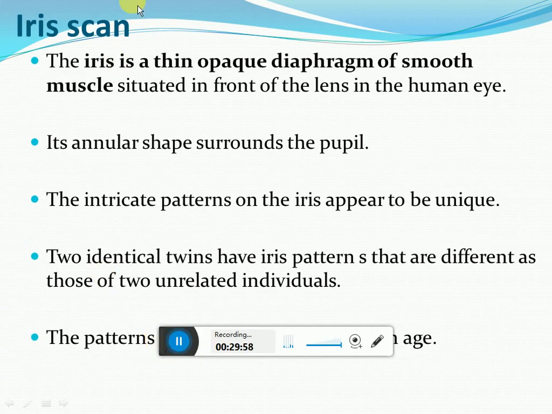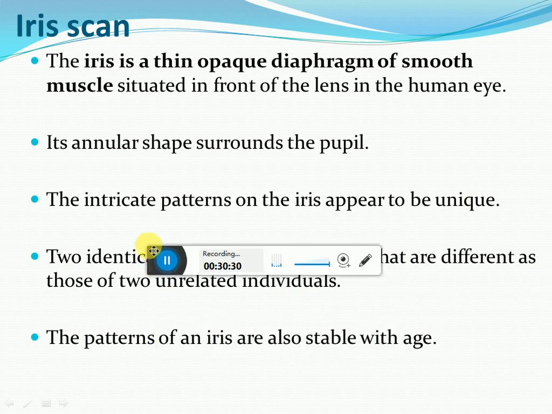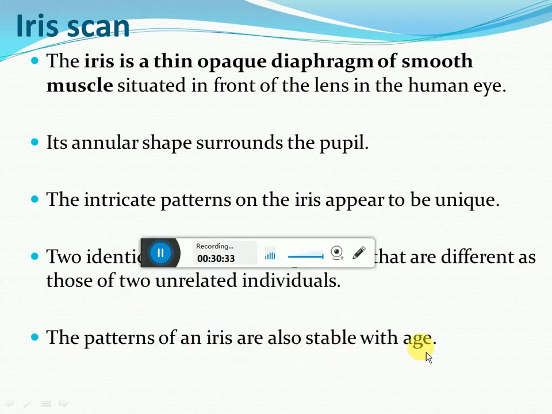Next is iris scan. The iris is a thin opaque diaphragm of smooth muscle situated in front of the lens in the human eye. Its annular shape surrounds the pupil. The intricate patterns of the iris appear to be unique. Two identical twins have iris patterns that are as different as those of two unrelated individuals. The patterns of the iris are also stable with age. So in most recognition systems nowadays, the iris is widely used. The same iris idea is also used in Aadhaar cards.